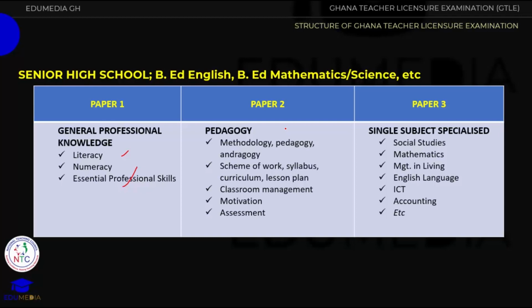Then after that, you're going to be doing your subject specialization. So the content area is going to be on the subject that you have specialized. If you're an accounting teacher, obviously you're going to be writing yours under accounting. If you're an English teacher, you're going to be writing yours under English language. And then management in living and all other areas that you have mastered or you have specialized in, that's where you're going to be writing your examination.